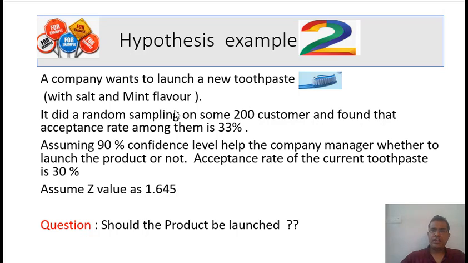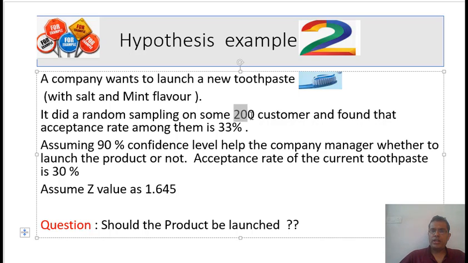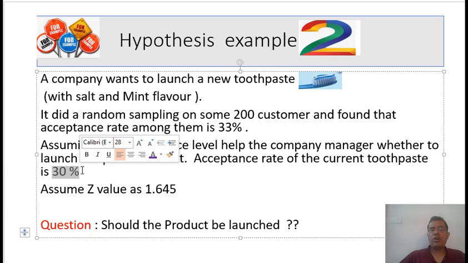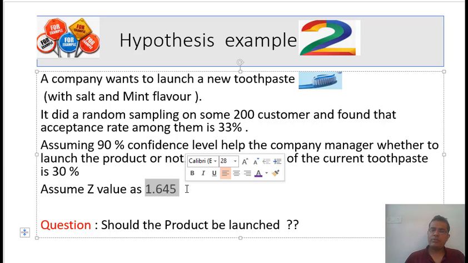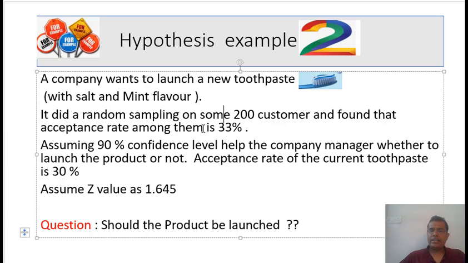So in this example, your 200 is your sample size. Survey was done on your 200 customers. 33% is the number which you are getting from the sample. This 30% is on your population because you are on the current toothpaste, and there would be thousands and thousands of packets of toothpaste already in the market. This 1.645 is your given value. So remember that if your calculated value falls in the critical region, you reject the null, otherwise you don't reject the null. So this is an example of a right tail test. Why? Because we will launch the product only if the acceptance rate is more than a certain value.